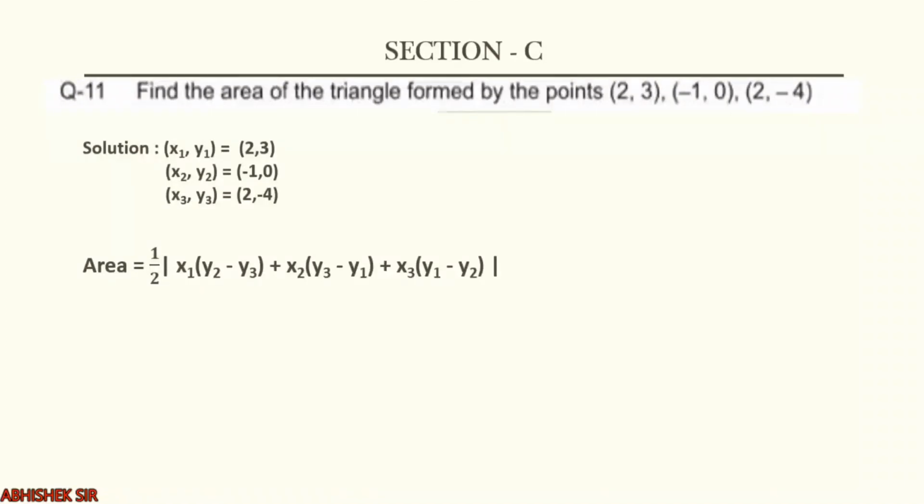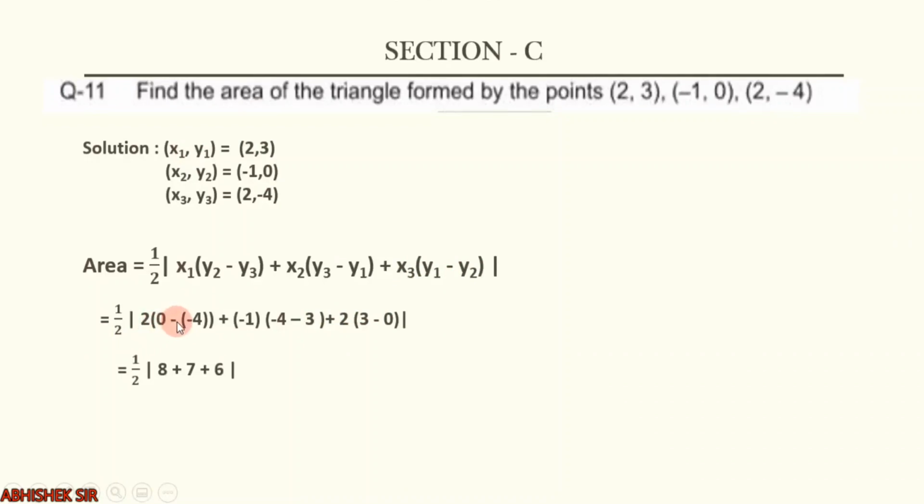So what is our formula? Area equals to 1 by 2, in the mode I have written, I'll tell you why I have used mode. But more important, what I have done, x1 into y2 minus y3, x2 into y3 minus y1, x3 into y1 minus y2. So now let us put all the values. X1 is 2, y2 is 0, y3 minus 4, x2 is minus 1, y3 minus y1 will be minus 4 minus 3, x3 will be 2, and y1 minus y2 will be 3 minus 0.